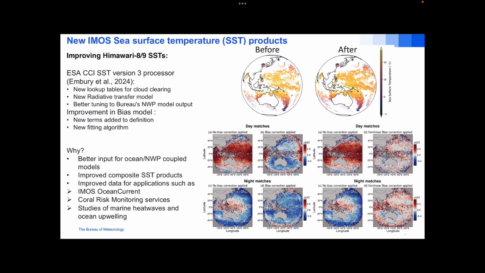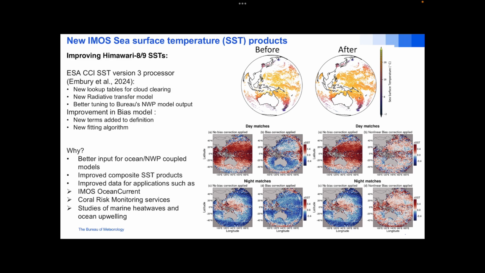In recent years, we collaborated with the University of Reading and modified the method they developed for the ESA Climate Change Initiative SST products. This method retrieves SST with a radiative transfer model and a Bayesian approach used for cloud masking. Recently, we updated this method to use CCI version 3 code. We redefined lookup tables, used RTTOV 13.2, and updated the code to better tune to the Bureau's NWP outputs.